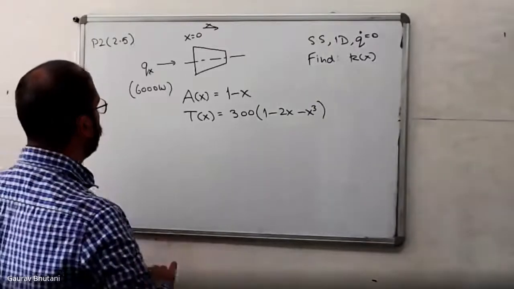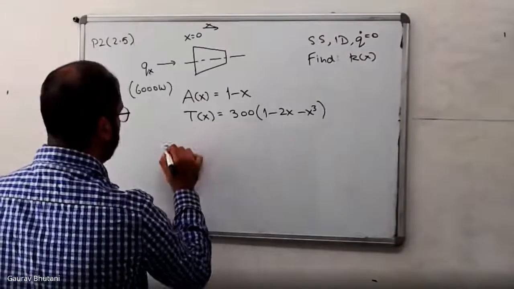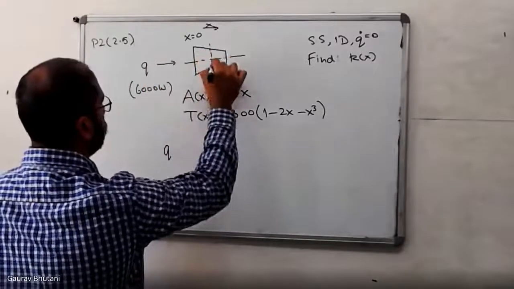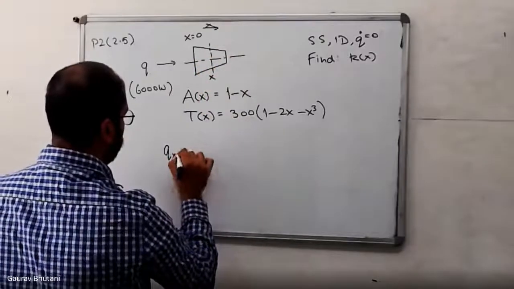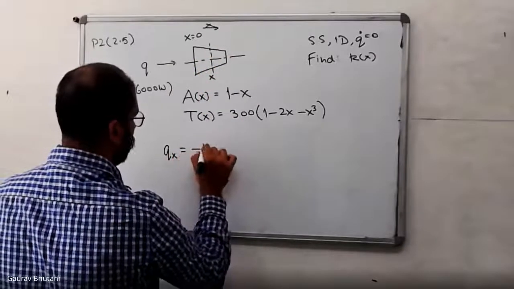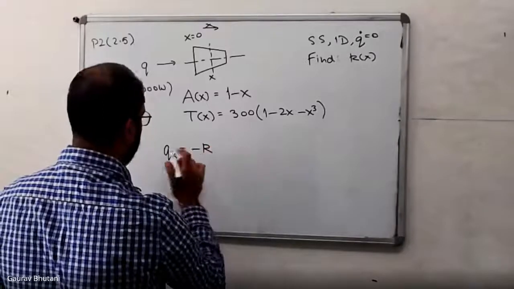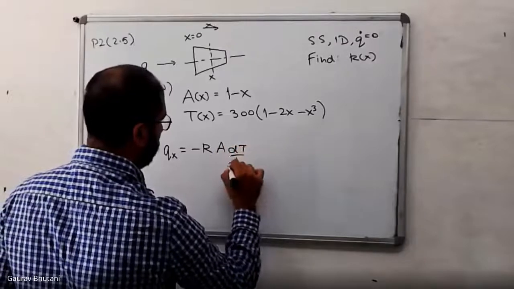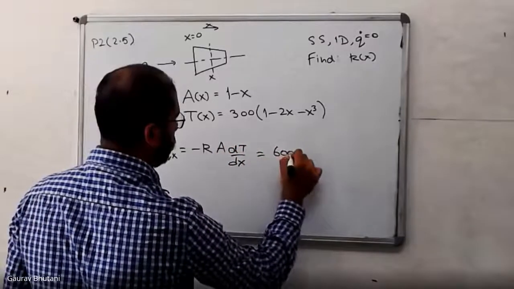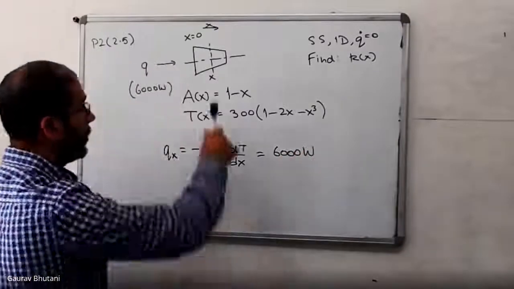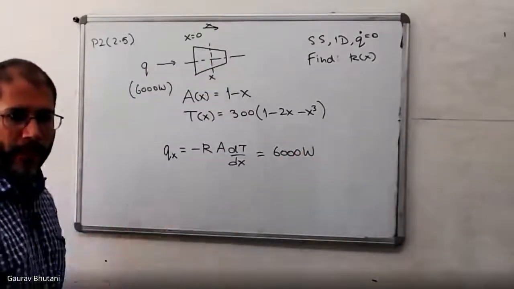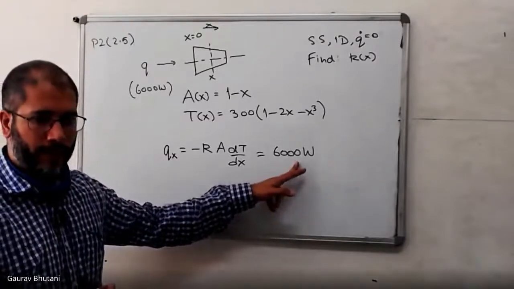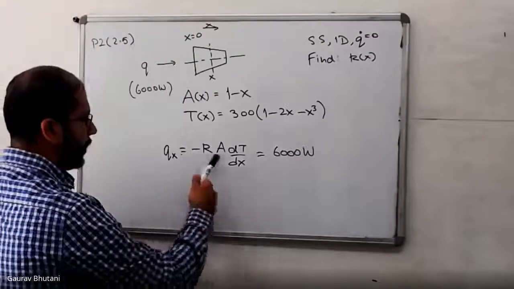So that means that Q at any given cross section, which is a function of x, is minus k A dT by dx, and that is equal to 6,000 watts. You take any cross section, you will see that the heat that's flowing from left to right along that cross section is 6,000 watts. So we can use this now.